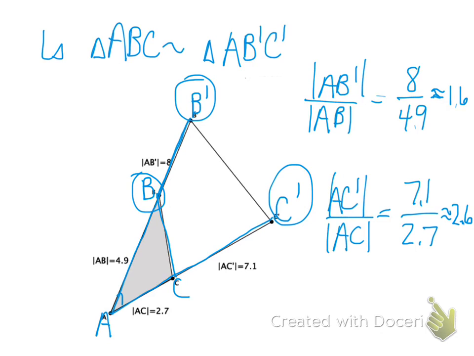So therefore, B prime C prime is not parallel to BC, the original segment. So we don't have parallel lines, therefore we don't have congruent angles. So ABC is not similar to A prime, B prime, C prime.